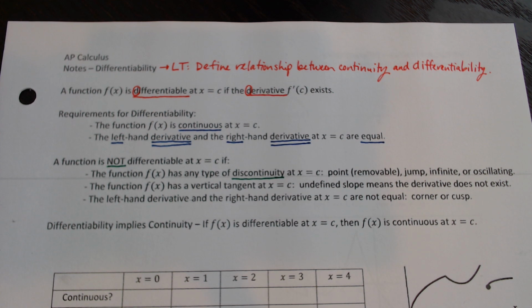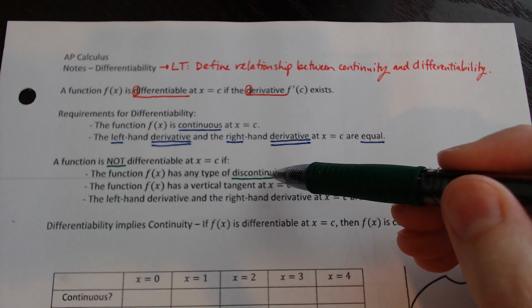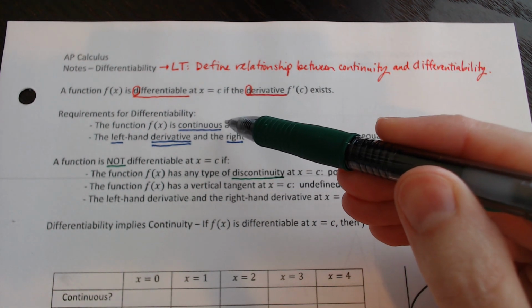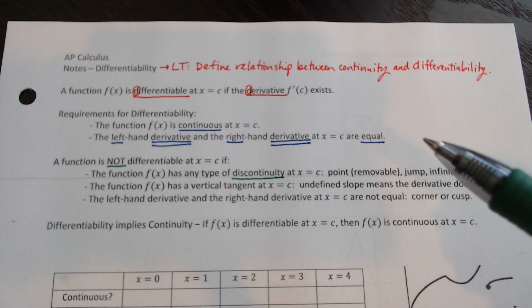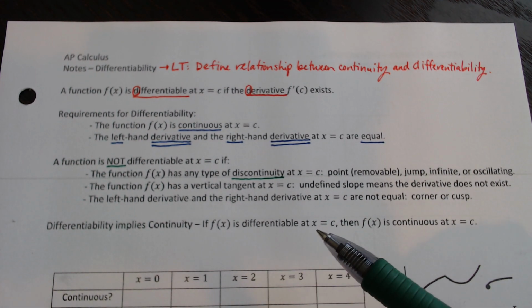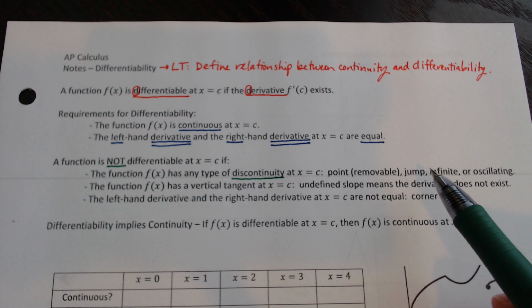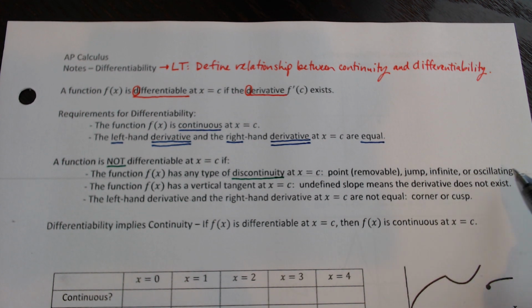Let's talk about what makes a function not differentiable at any x value c. And the first is basically a contradiction of the first requirement of differentiability, in that if the function has any type of discontinuity, a point, a jump, an infinite asymptote, or an oscillating trig function, then it automatically disqualifies the function from being differentiable.